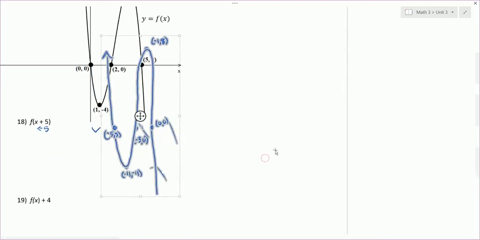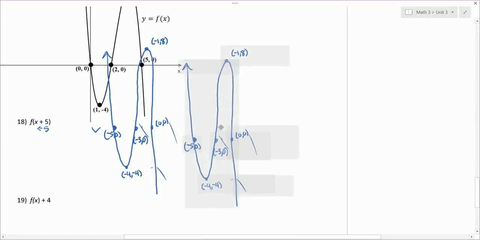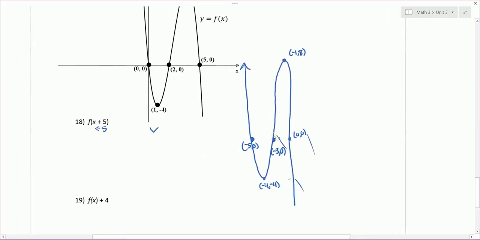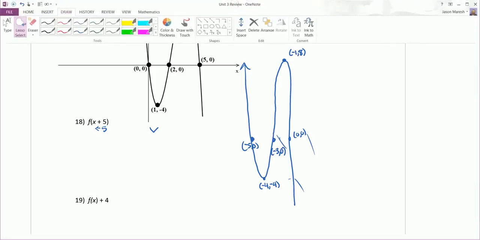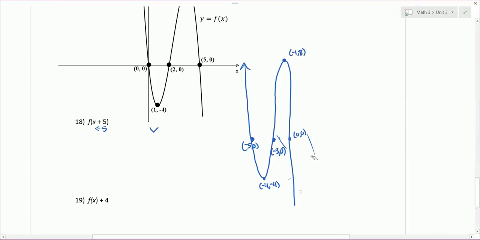Move it if we need. But there it is. And that's the kind of the process we would use to get that. Here's our x-axis. Our y-axis is here. Okay.